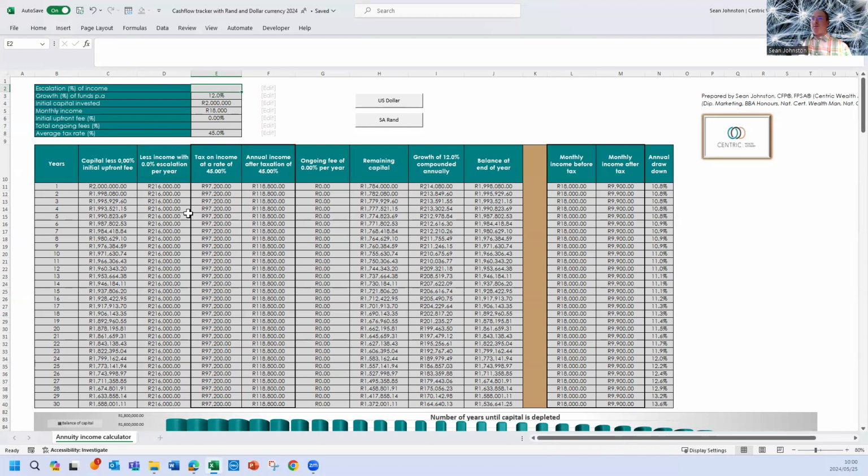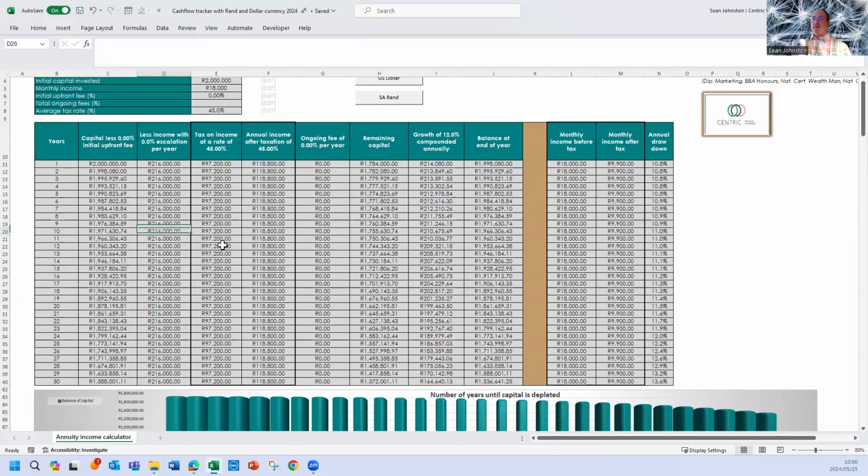Now, of course, obviously, the buying power of money, as I've shown in the previous video, is not factored in. So in other words, the income that you're drawing down, which in this case is 216,000 or 18,000 before tax, that is not adjusting with inflation. So in 10 years, 216,000 will not have the same buying power.